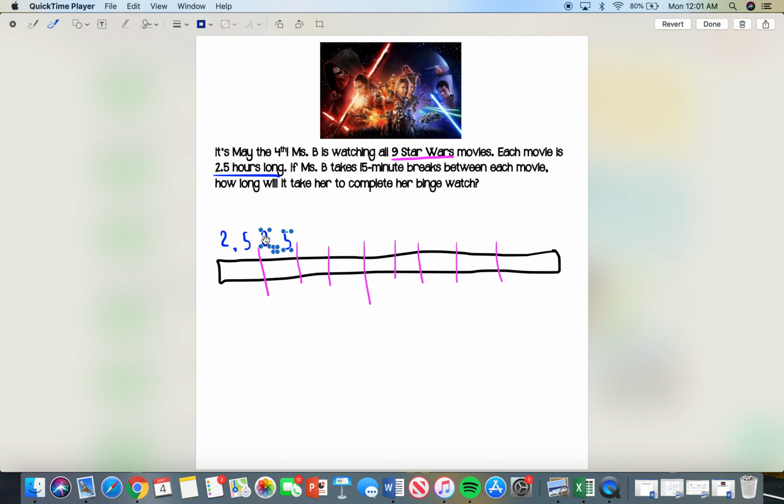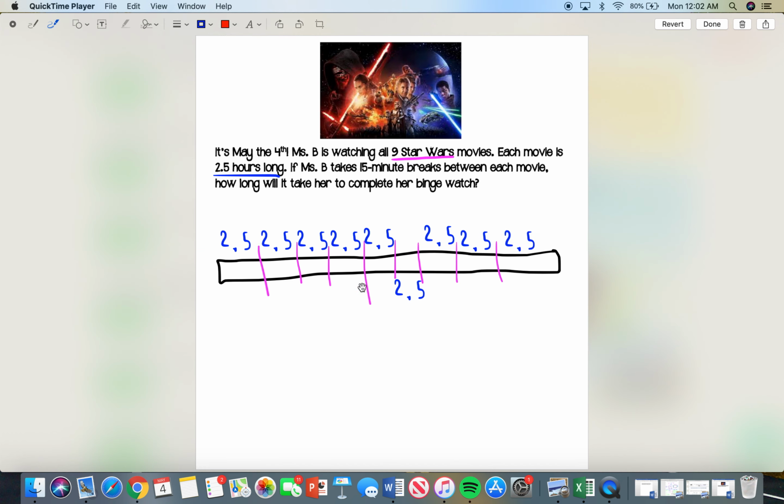This will be 2.5. This will be 2.5, and so on for each movie. That's a little small, so I'm just going to put it down here. And this last one will be 2.5.